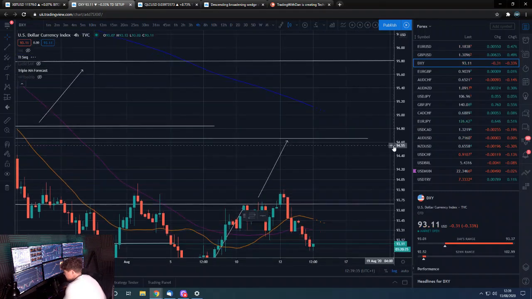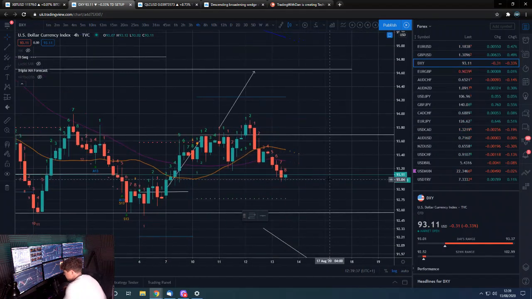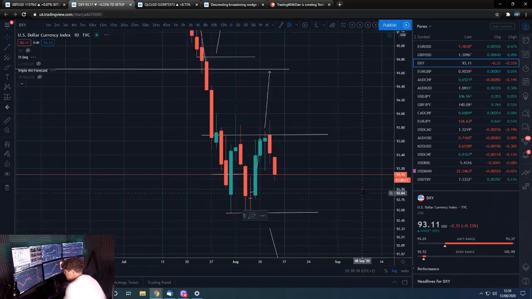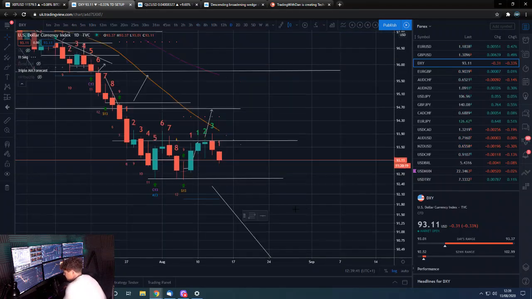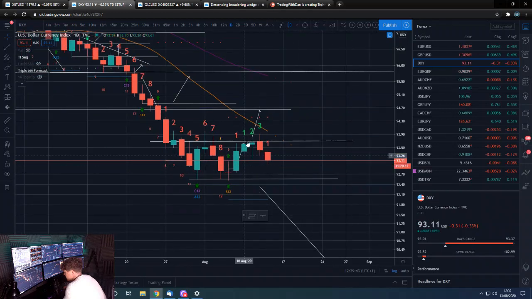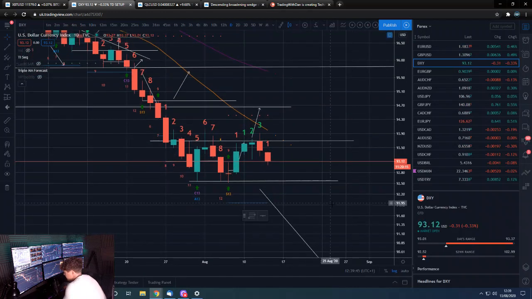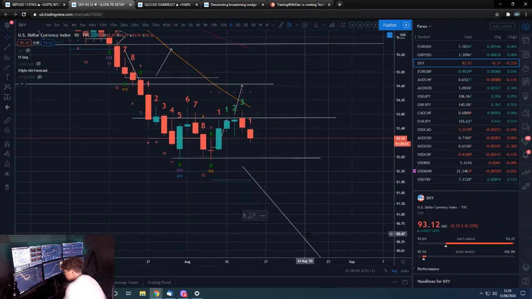Dollar index, here we go. Dollar index is coming up on a 4 hour 9, but we are not going to look at that first. We are going to look at the daily. Obviously you can see very bearish looking on the daily, looking like we're just gonna come down, take out this trend line and just dump. That's what that daily looks like.